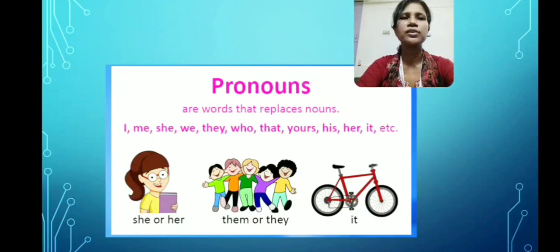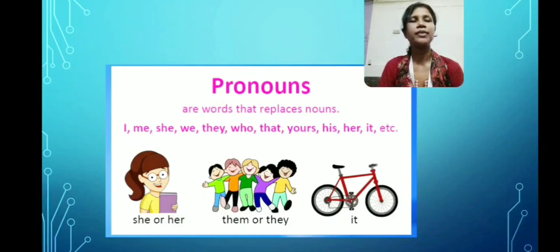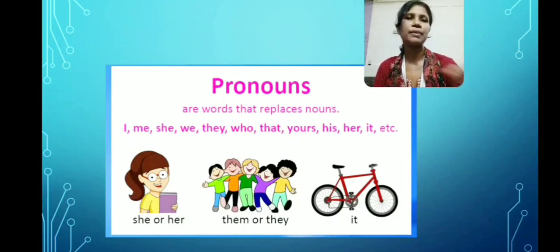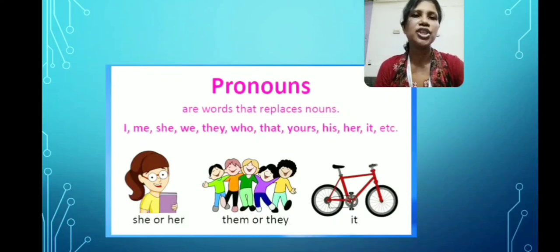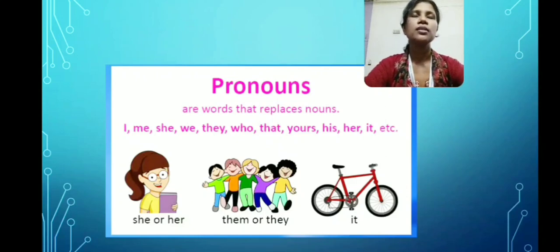Now let us move towards the definition of it for further clarification. Pronouns are the words that replace nouns. So as we have read, they replace nouns. So here you can see some of the pronouns are given like I, me, she, we, they, who, that, yours, his, her, it, etc. Okay, so down you can see that for the girl we can use she or her. For so many people together we can use them or they. And lastly, for things, like it is a bicycle, we have to use it. So this is all about pronouns. I hope it is clear to you.